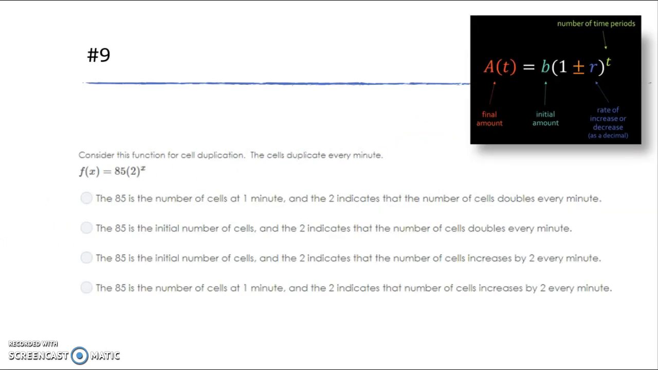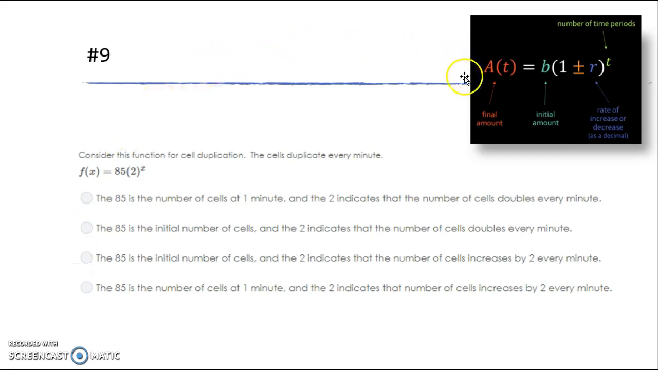Number 9, consider this function for cell duplication. The cells duplicate every minute. We have f of x equals 85 times 2 to the power of x. And our 4 choices are describing what the 85 represents and what the number 2 represents in this situation.